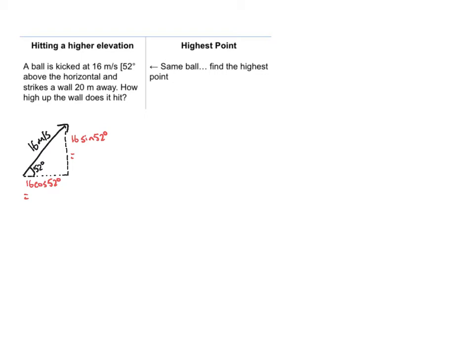So for the horizontal side, just making sure my calculator's in degree mode here. Okay, 9.85. Kept an extra couple digits, 9.850. I'll just underline the two that are significant. And then 16 sine 52, 12.61. All right, so those are the horizontal and vertical components of the velocity.